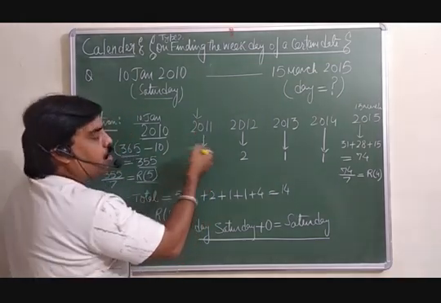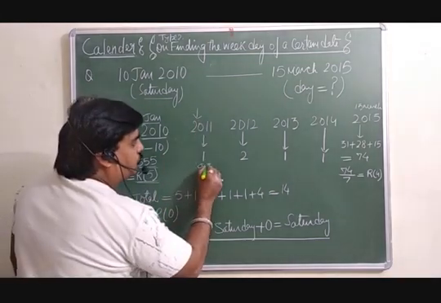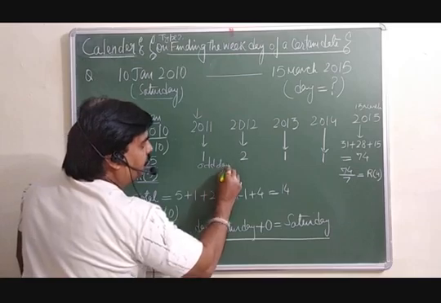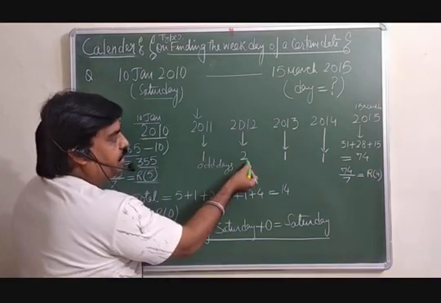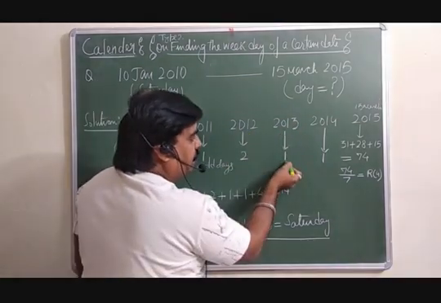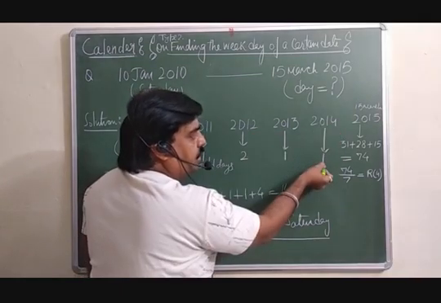In a non-leap year, how many odd days are there? 1. This is your odd days, you must write it down. This is your leap year, so odd days are 2. For a non-leap year, odd days is 1.